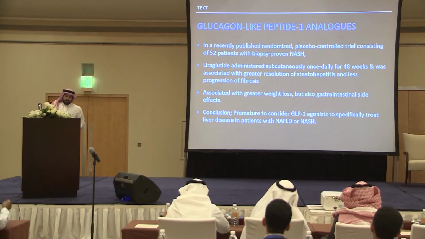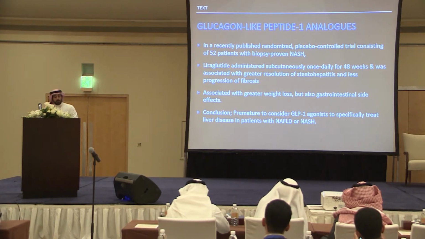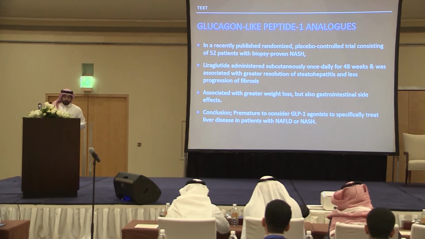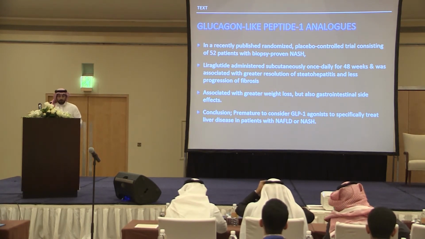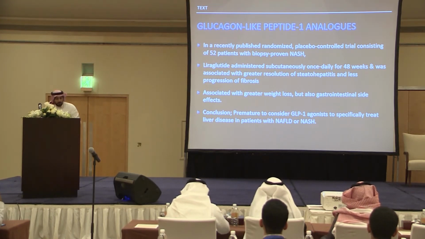Glucagon-like peptide analogs: in a recently published randomized placebo-controlled trial consisting of 52 patients with biopsy-proven NASH, it was administered once daily, subcutaneously, for 48 weeks, and was associated with the resolution of steatohepatitis and less progression of fibrosis. Although the results looked nice, it was associated with greater weight loss and lots of GI side effects: nausea, vomiting, diarrhea, things like that. So for now, it's really premature to consider it as a treatment for NASH.